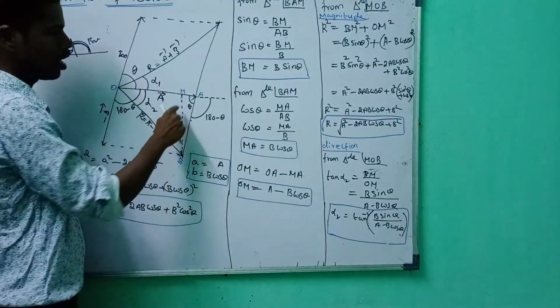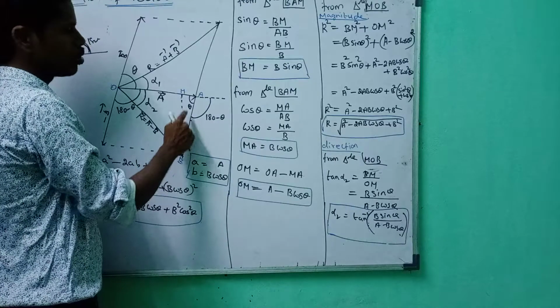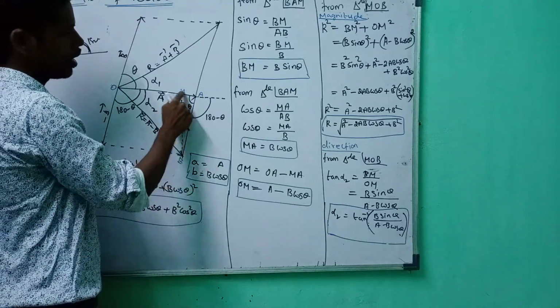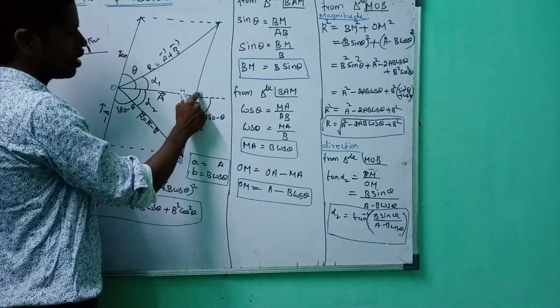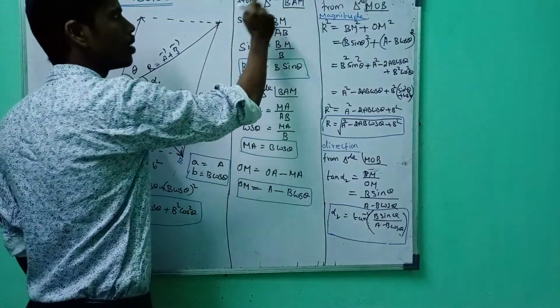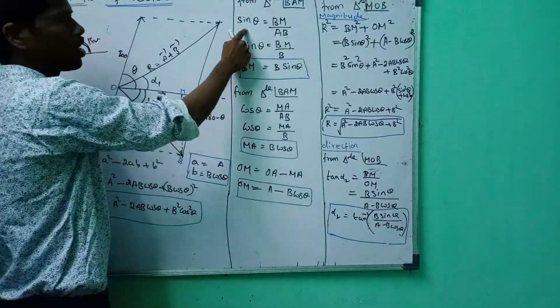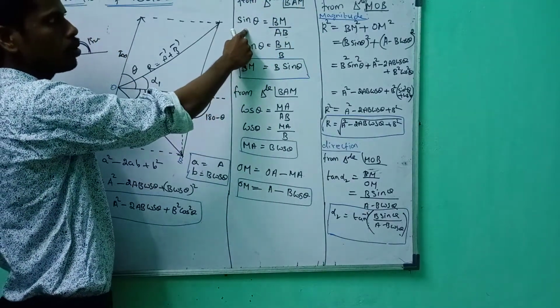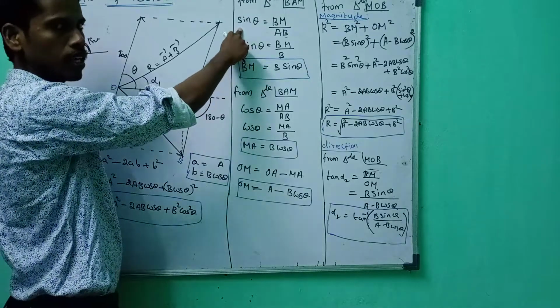First you have to know, I want this one and this one. So I am taking this angle. Which one? BAM. From BAM, I want sin theta. Generally, we have to know the formula. What is the formula for sin theta?